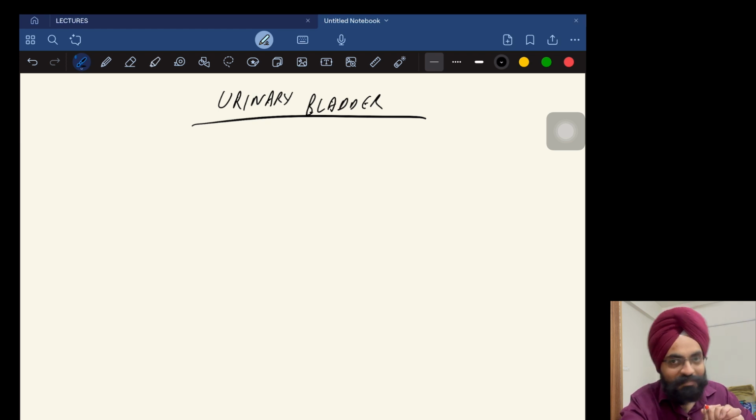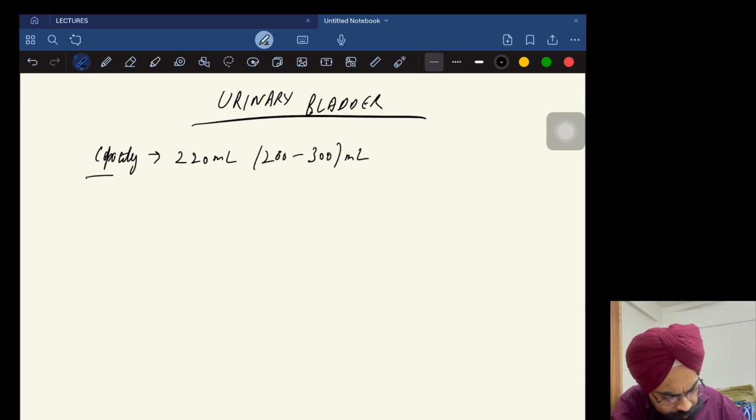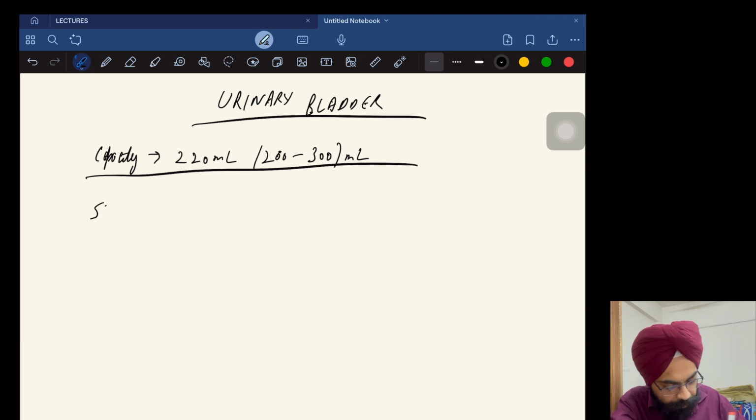Let's talk about urinary bladder. So urinary bladder is a pouch in which the body retains the urine. My video is basically from the exam point of view, what is necessary for the exam. Theory books mein se cut the crap and just study this and you will pass. Okay, so let us talk about the capacity. Capacity is on an average 220 ml. It can vary from 200 to 300 ml, but average capacity is 220 ml.